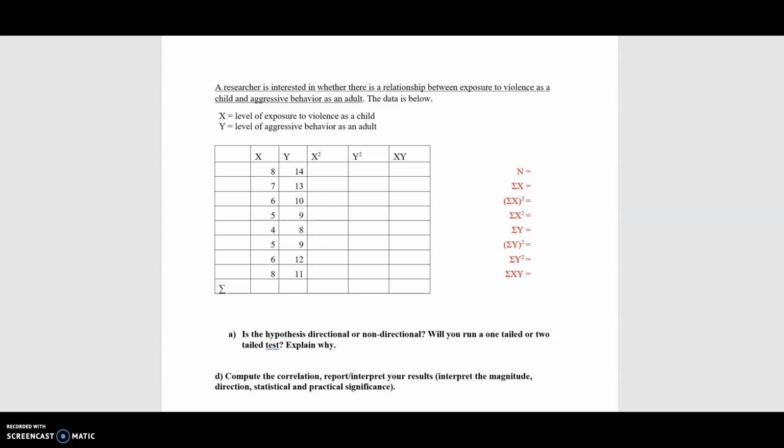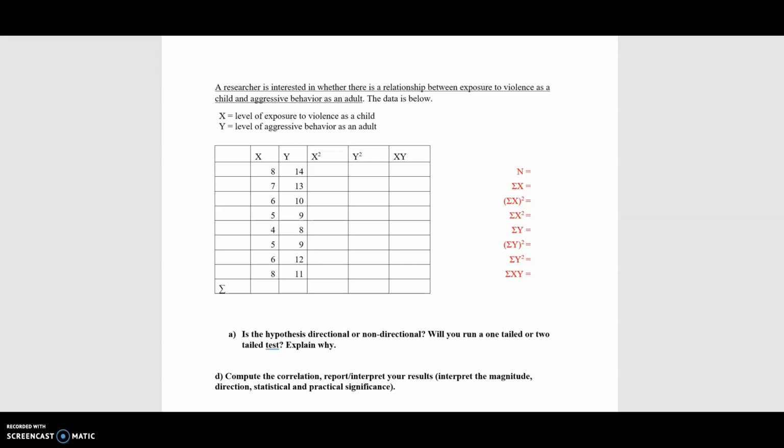In this video, I will show you how to calculate a Pearson correlation. In this example, a researcher is interested in whether there is a relationship between exposure to violence as a child and that person's aggressive behavior as an adult. The data is below. Each variable is given a letter, X or Y. The level of exposure to violence of a child in this case is X and Y is aggressive behavior.